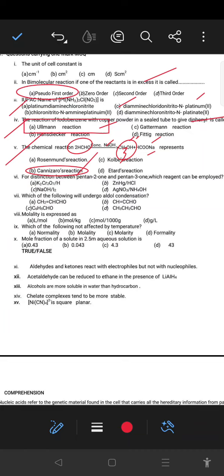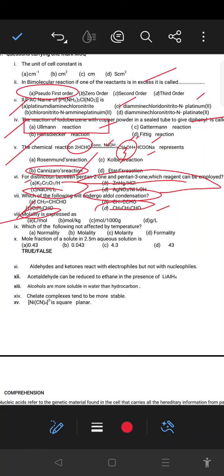Next, a distinction between pentan-2-one and pentan-3-one. This is an iodoform test, which is used to distinguish between pentan-2-one and pentan-3-one. Next, which of the following will undergo aldol condensation? The key condition for aldol condensation is that the molecule must have an alpha hydrogen. So the right answer is option D.